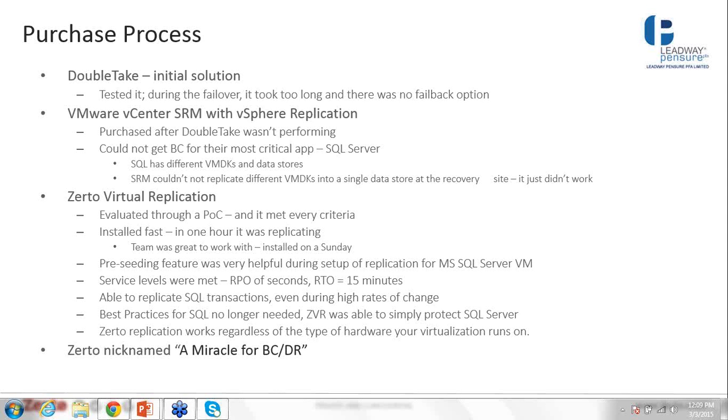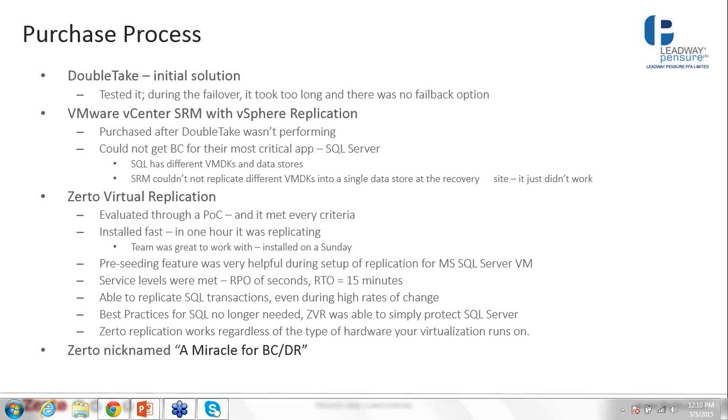And after that, I tested SRM. After the setup, we found out that SRM couldn't replicate our SQL machine that had VMDKs in 4 different data stores. It was a real big challenge for us, because we wanted that same order to be replicated to the recovery site. This was just a no-go area for SRM. SRM just couldn't replicate the different VMDKs for us.